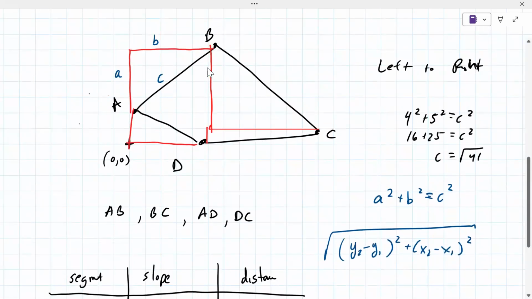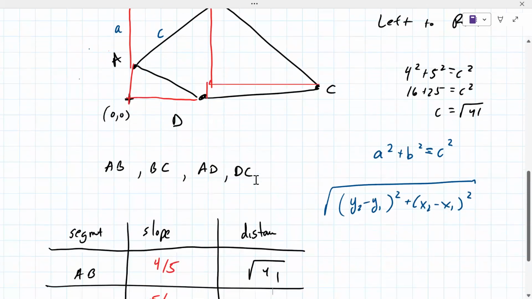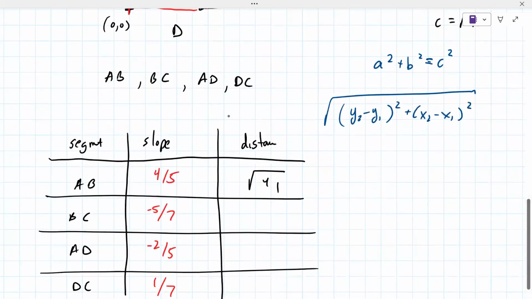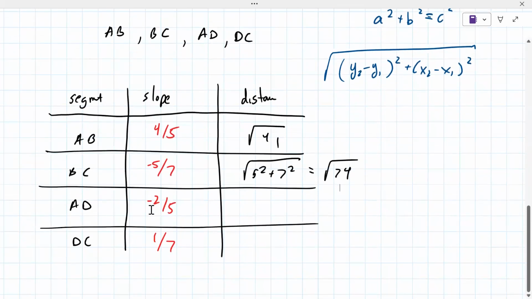And then for B to C, for example, you said down 5 and then right 7. So this is 5, this is 7. So 25 plus 49. 5 squared plus 7 squared, square root of 74. And you can see you're actually getting it from the slopes here.